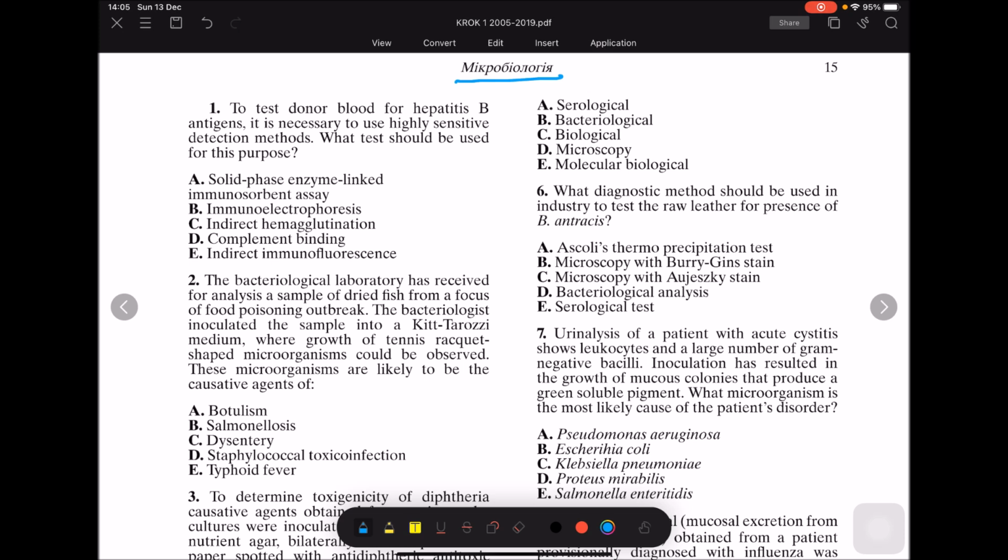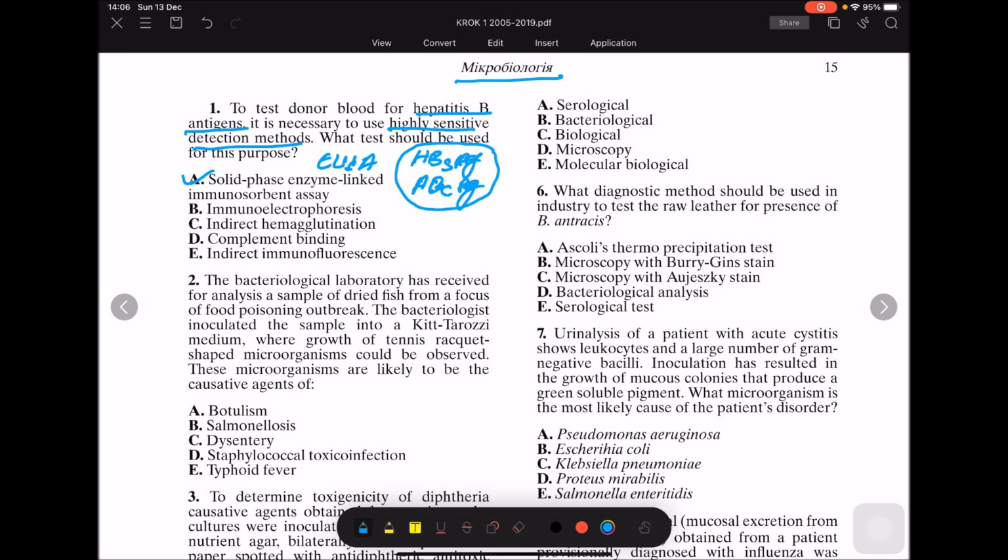To test a donor blood for hepatitis B antigen, it is necessary to use a highly sensitive detection method. What test should be used for this purpose? So we have to check for hepatitis B surface antigen, hepatitis C core antigen. For this quick detection and highly sensitive method, it is ELISA. We call it solid phase enzyme linked immunosorbent assay.